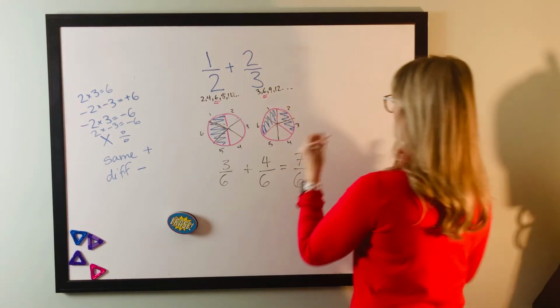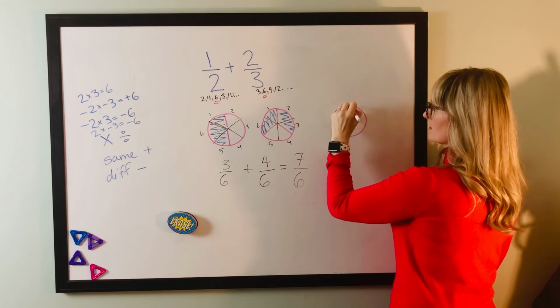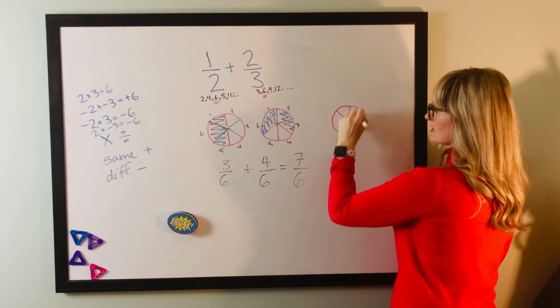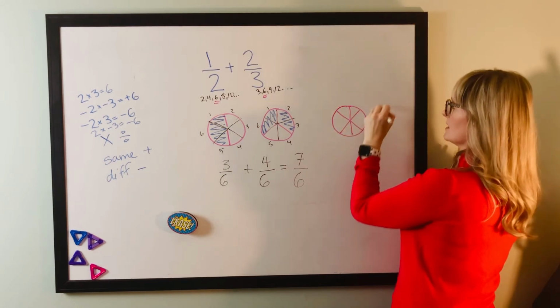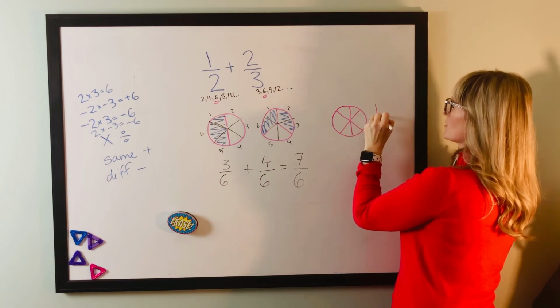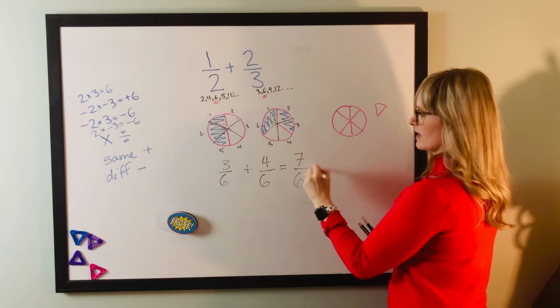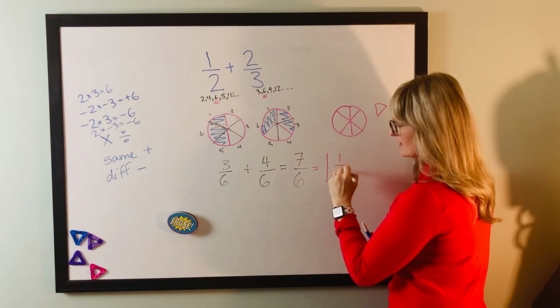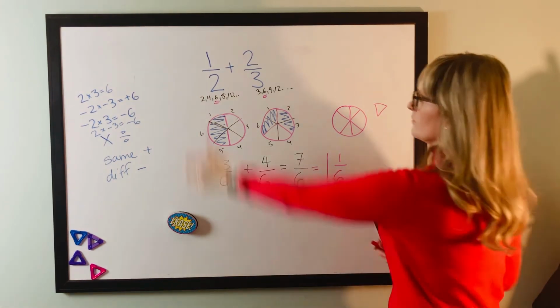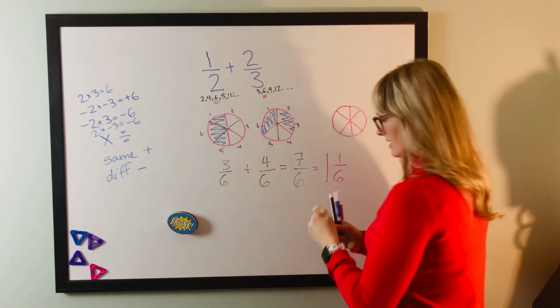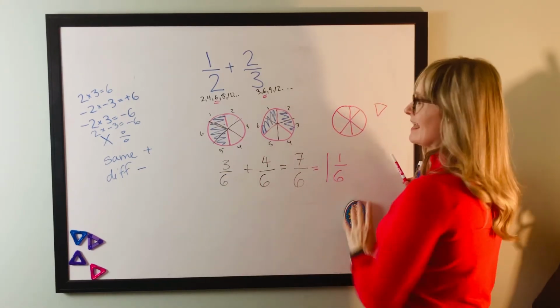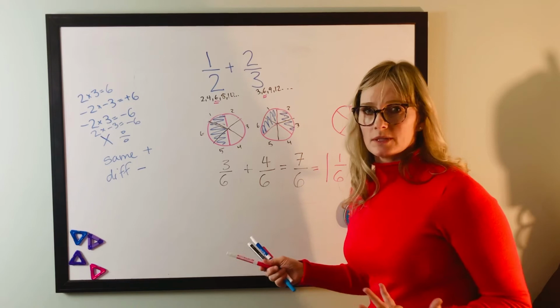So if we were to take 7/6 and put them all together, well, we know that 6/6 would be one whole cookie, and then we'd have one more sixth left over. So we actually have more than a cookie. We have 1 1/6 cookies. So hopefully that will help you with your adding fractions. There are other methods. You don't have to do it that way.